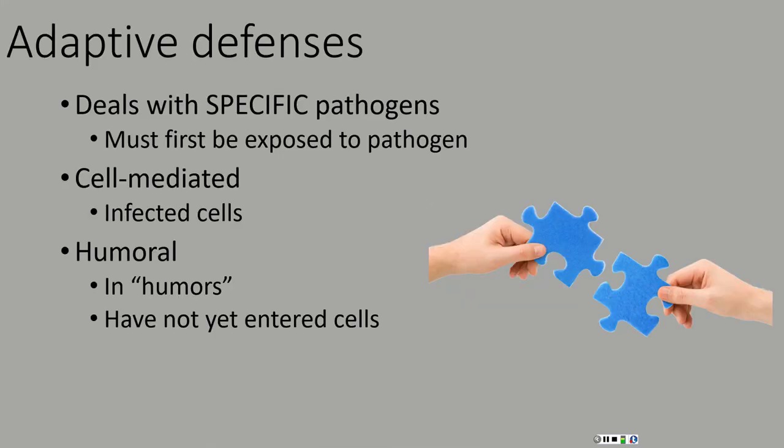Okay, so that is the end of innate immunity. The next 2 lectures are going to be talking about adaptive immunity, the specific immunity that we have so that we can fight off specific pathogens.